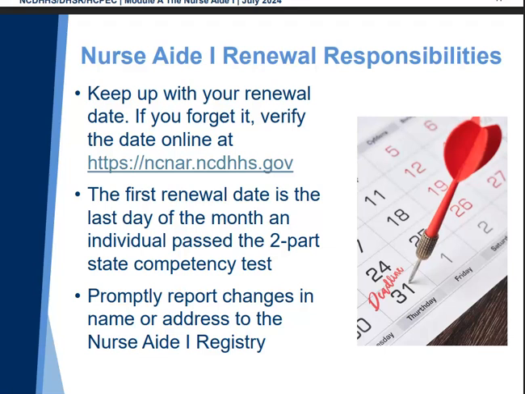The first renewal date is the last day of the month that you passed both parts of the test. So if you tested in April, even if you tested on April 15th, you would be good through April 30th, 2 years in the future. Promptly report changes in your name or address to the Nurse Aide 1 registry. That's pretty important because if they can't get a hold of you, you don't have an excuse for them not being able to get a hold of you. So just be very careful of that.